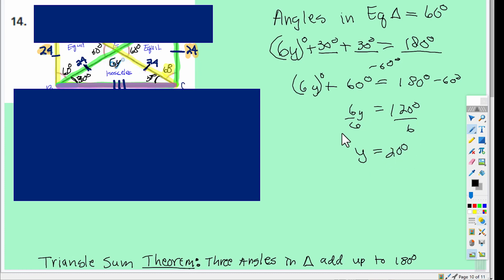And remember, because we're talking about an angle measure, you would go ahead and put the degree symbol. All right, that's it for this one.